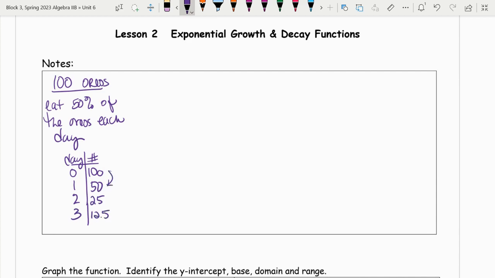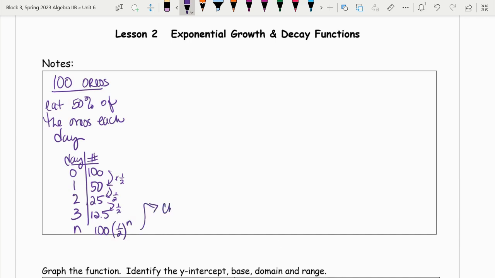So what's happening each time? We are multiplying by 1/2. So if I'm interested in day n, my equation would be 100 times 1/2 to the n power.